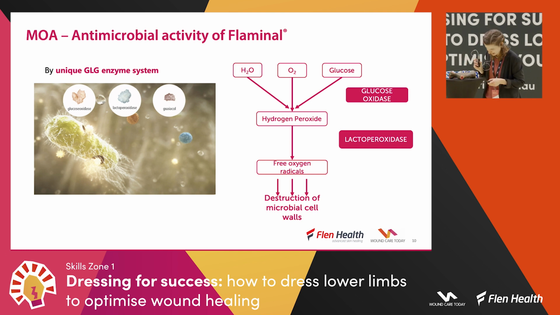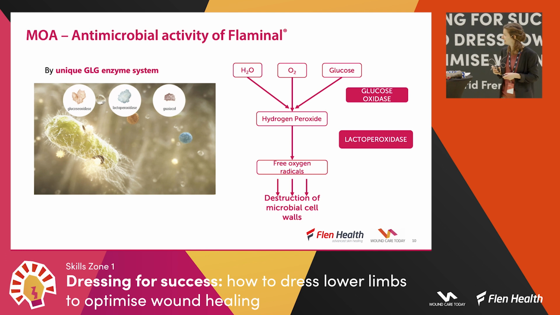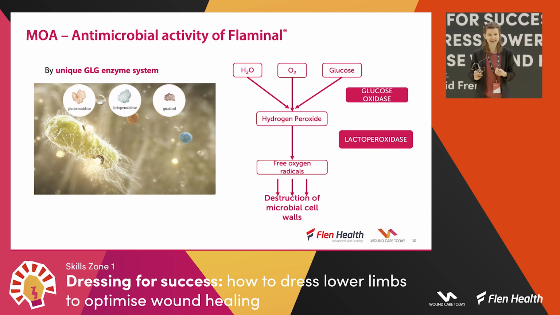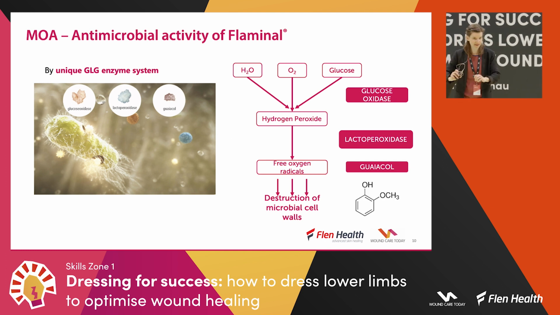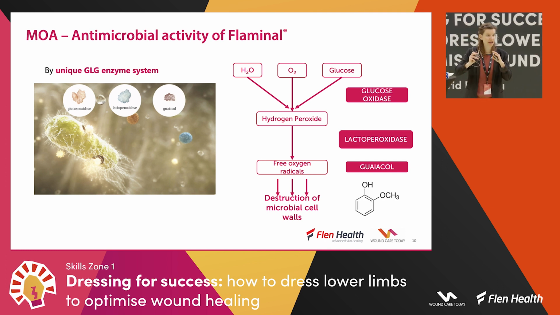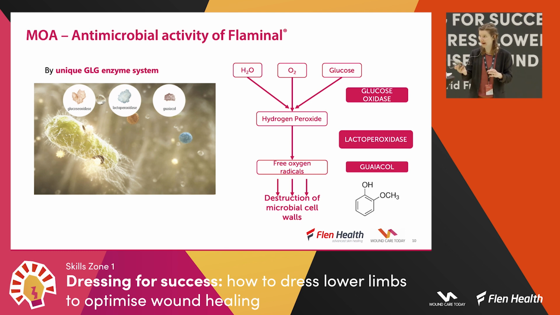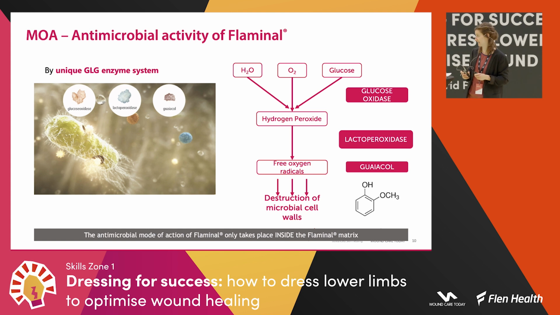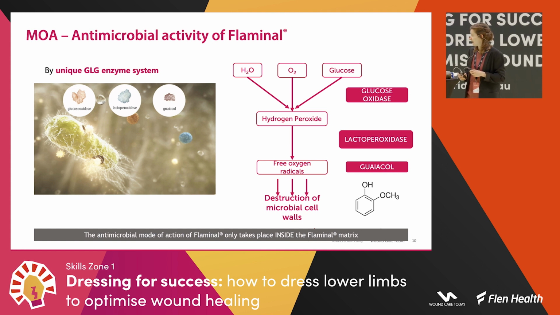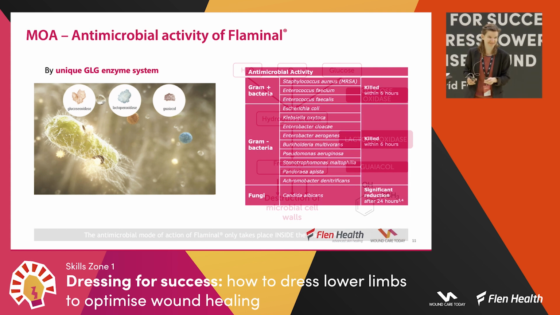There was one issue that we had at the time when we developed the Flaminal, that was that these radicals were very unstable. Because they contained such a high amount of energy, they were there for a fraction of time and they were gone. So we had to add an extra molecule to Flaminal, guaiacol, to stabilize these radicals and to give them a higher chance of destructing microbes, again, all happening inside the Flaminal matrix. It was a lot of theory, my apologies for that.